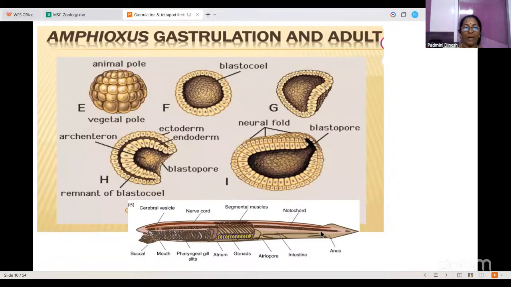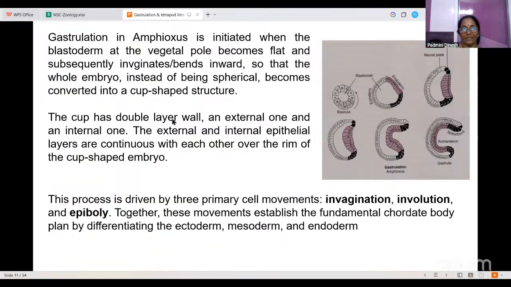Okay, so what we are going to talk about in the amphioxus and how they are going to become adult. So gastrulation in amphioxus is initiated when the blastoderm, so that's the blastula stage over there, and the blastoderm at the vegetal pole. Why vegetal pole are we saying?